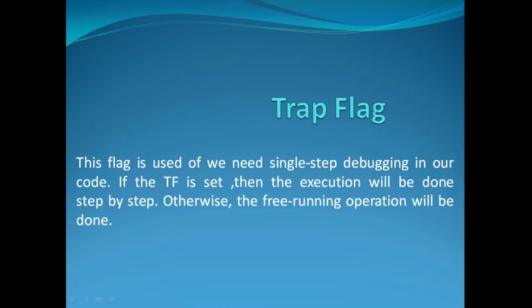This flag is used if we need single step debugging in our code. If the trap flag is set, then the execution will be done step by step. Otherwise, the free running operation will be done. That means the trap flag is used for on-shift debugging. When T equals 1, it will work in single step mode. After each instruction, one internal interrupt is generated. It helps to execute a program instruction by instruction.